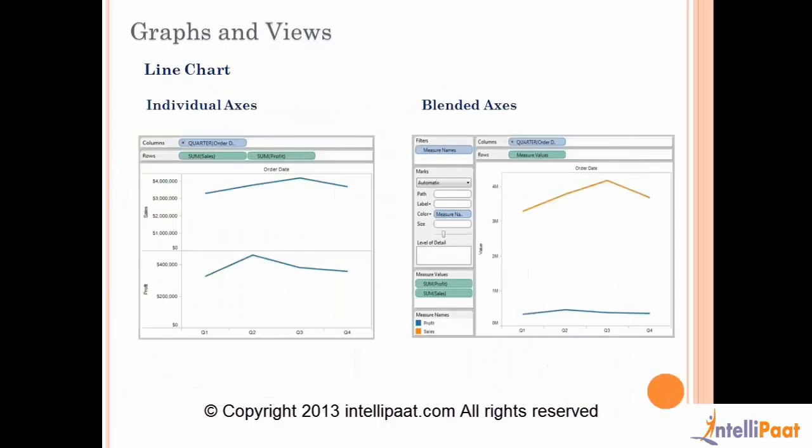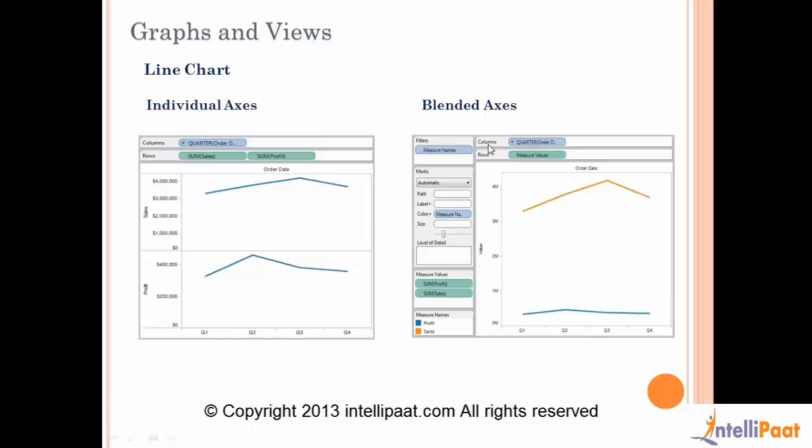Okay, and then you have this. We spoke about the individual axis and the blended axis. Individual axis is when you put the measures next to each other on a row or a column, and it will create an individual axis for each of these. So you see a different axis for sales and a different axis for profit.